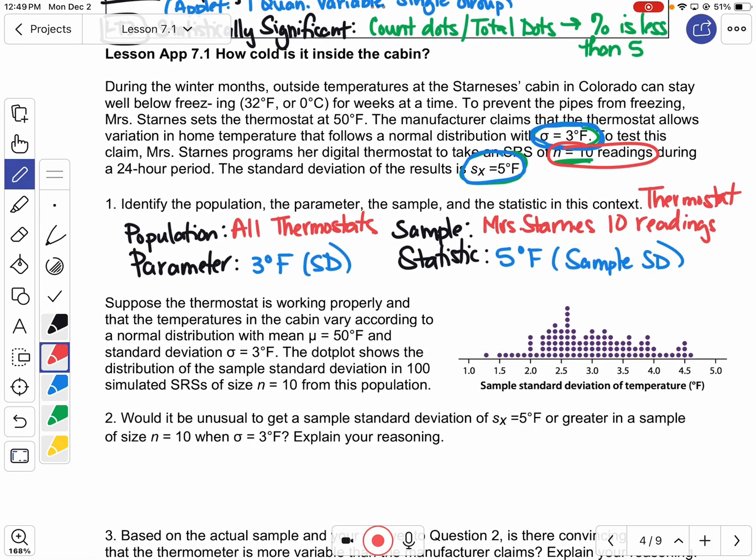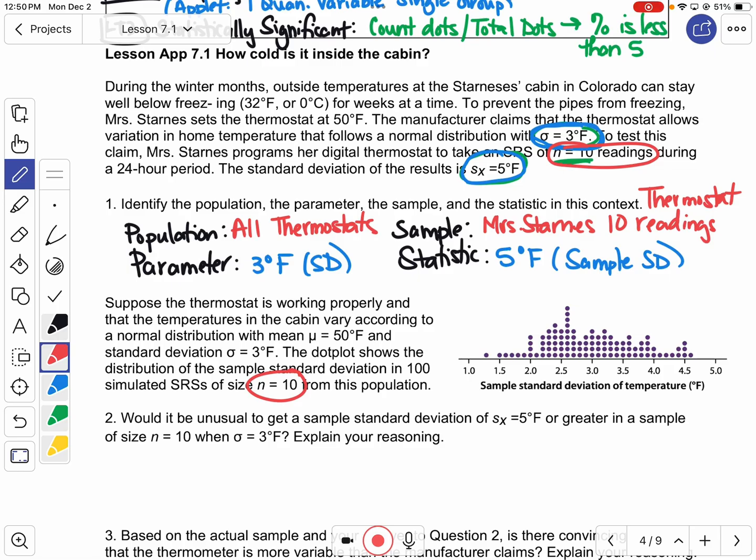So suppose it is working properly and that the temperature in the cabin varies according to a normal distribution with a mean of 50 and a standard deviation of 3. The dot plot shows this distribution of the sample standard deviation in 100 simulations of size 10 from this population. Okay, so it asks, would it be unusual to get a sample standard deviation of 5 degrees or greater in a sample size of 10?